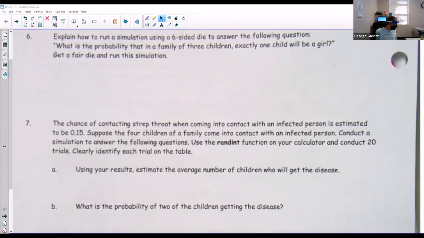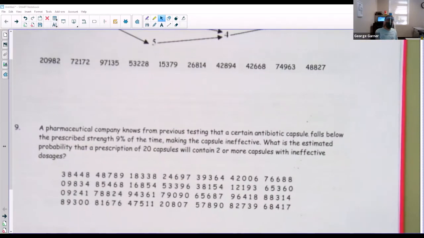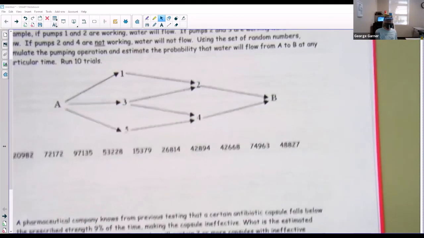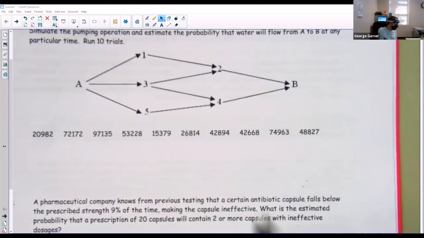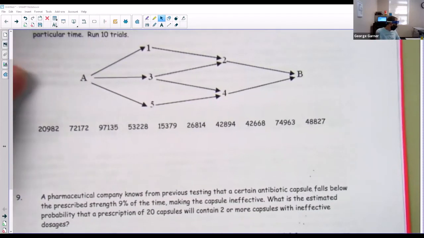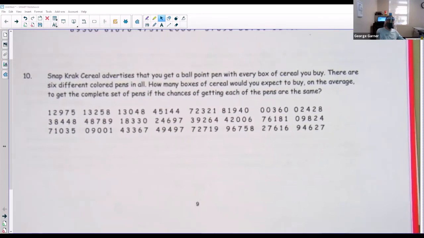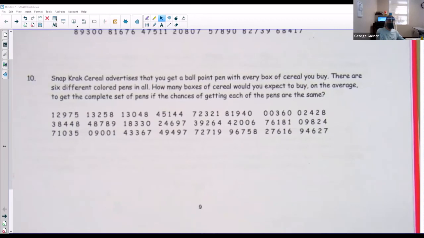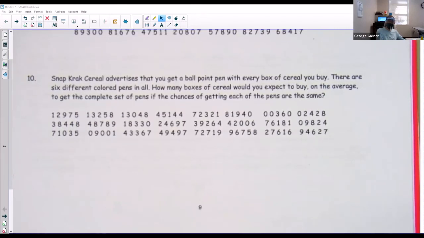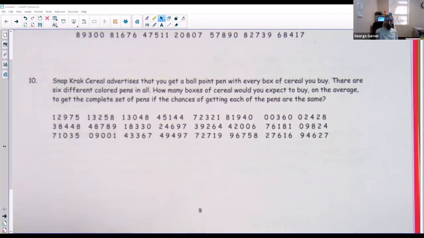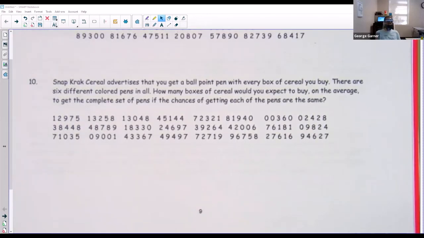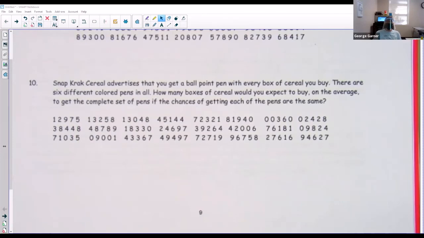7 is pretty straightforward. All right, number 8, this one's going to be kind of hard. And they give you a little piece of a random digit table to work with. You can figure it out if you really want to. But if all else fails, you can look at mine. Number 9, I think, is pretty doable. You're going to have to think about number 10 with the snap crack cereal or whatever they call it. That one took me a little bit of time to figure out, but I made it work and it made sense. So give it a shot. If all else fails, see what I did, see if it makes sense to you.